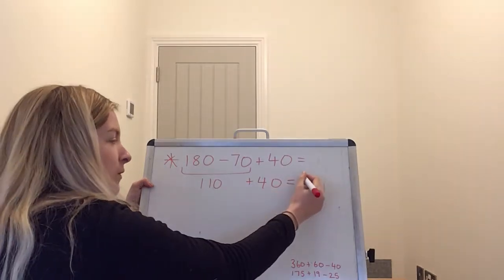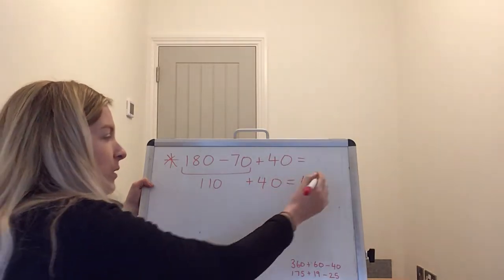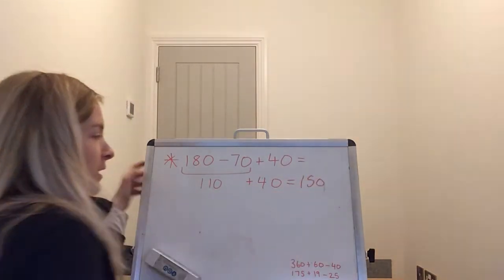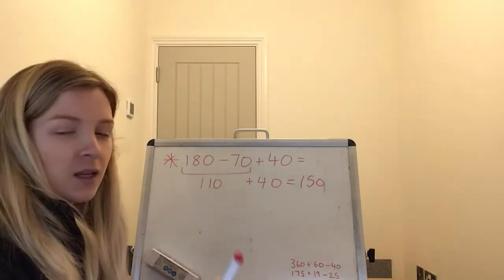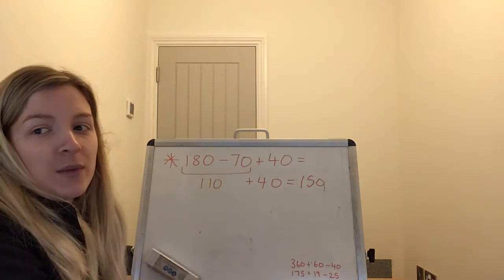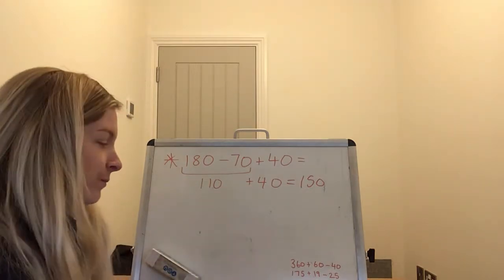110, add the 40, you've still got your 100, your 10 add your 40 is 50. 150 should have been your answer. Well done you if you got that, give it a tick. If not, pause, go back to the beginning and try again, okay?